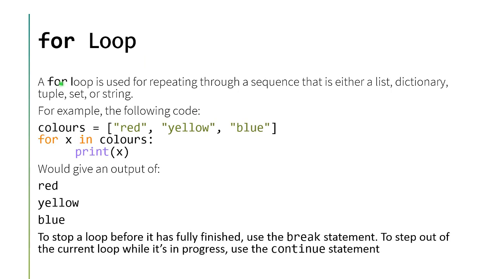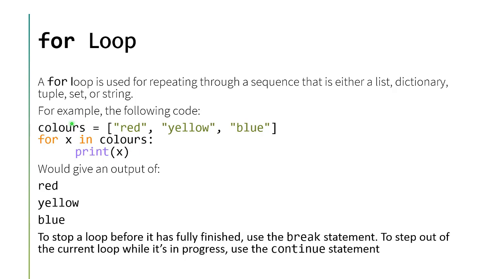For loop. A for loop is used for iterating through a sequence that is either a list, dictionary, tuple, set, or string. For example, the following code: colors equals, in a list, red, yellow, and blue, and each of these are strings. And for x in colors, print x, it would give an output of red, yellow, and blue, because for x in colors, this is the loop, and in each iteration, it will print x.